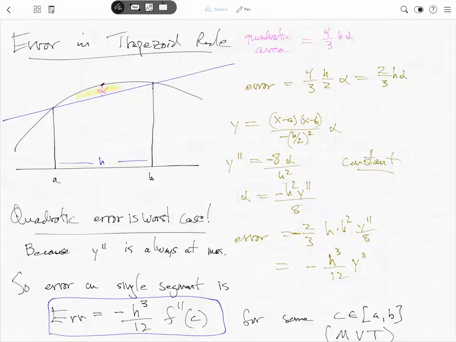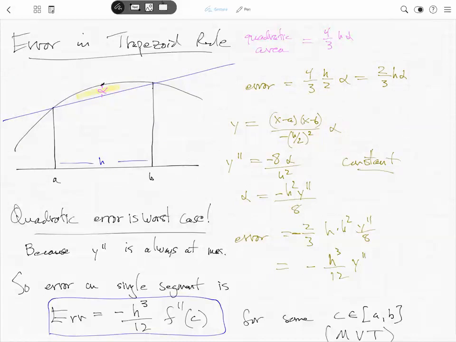Now, I don't know if I mentioned this already, but I'm assuming here that the function is actually quadratic, right? So I'm assuming that this curve here was actually a quadratic function. In that case, the error is exactly this much. Now, what's interesting to notice, suppose you consider the case when this curve could have been any function, right?